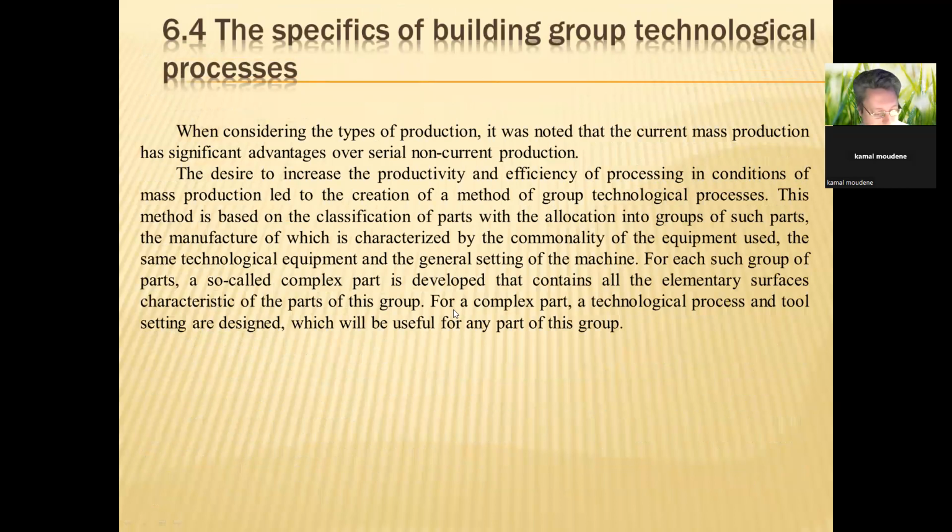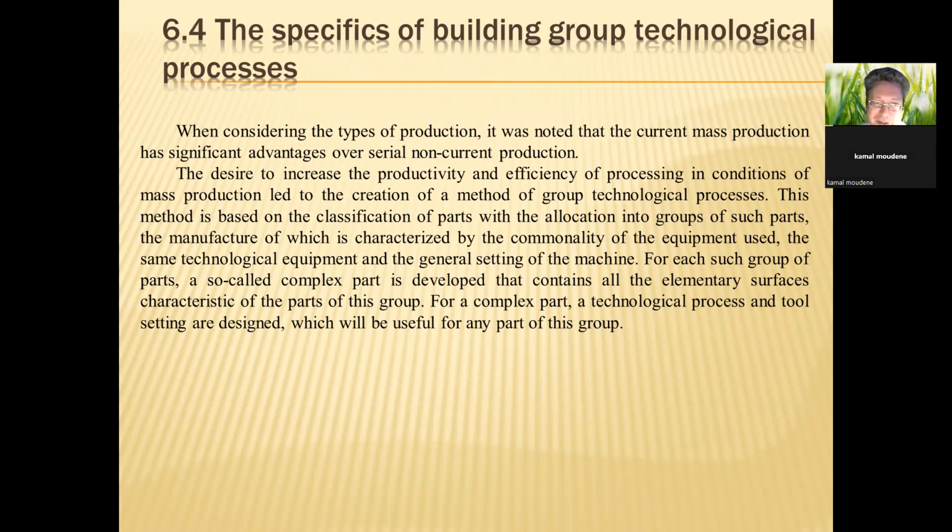And item 6.4, the specifics of building group technological processes. When considering the types of production, it was noted that the current mass production has significant advantage over serial non-current production.